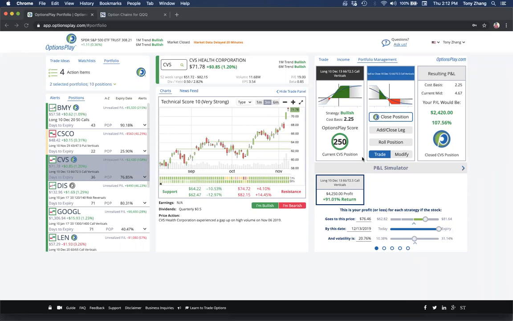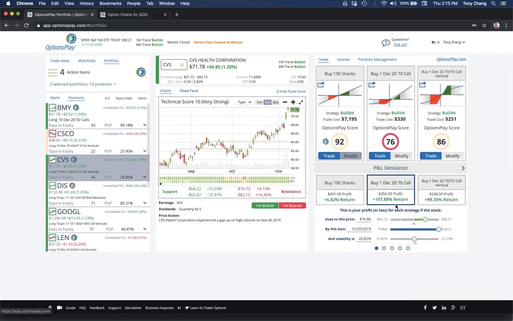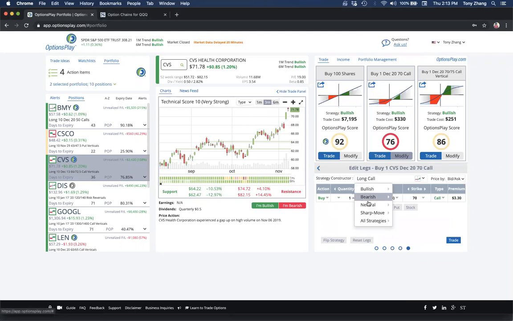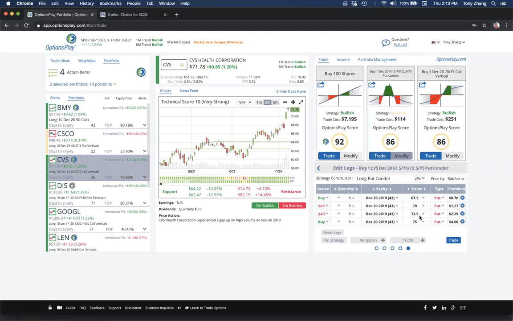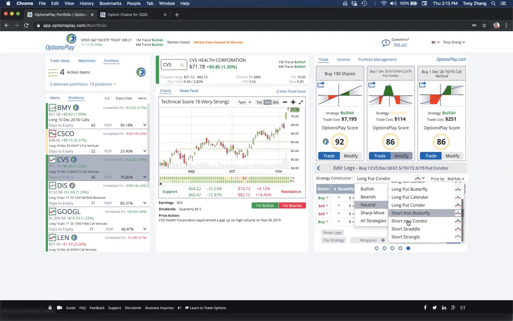In the strategy constructor, I can't locate an iron condor. It's in there, I promise. Modify, sharp move or neutral. You have the call condor, the put condor, or the iron condor. They are all there, I promise.